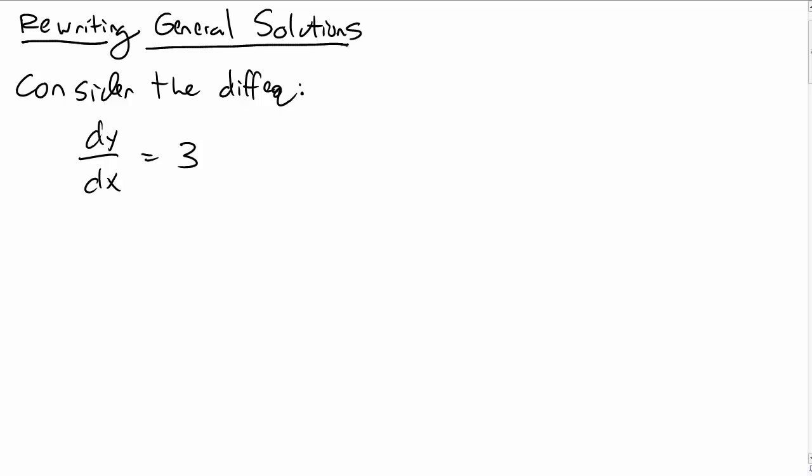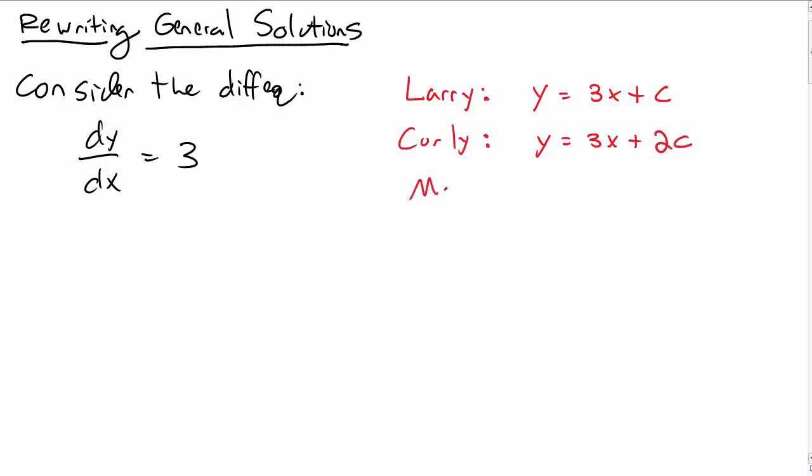Consider the differential equation dy/dx = 3. Three people have different solutions to this differential equation. Larry says that y = 3x + c. Curly instead says, no, it's 3x + 2c.